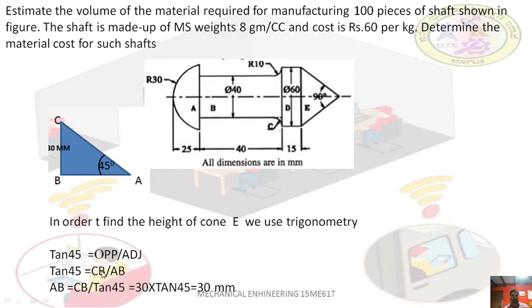So AB equals CB divided by tan 45. So CB is 30 divided by tan 45. This is not multiplied, this is divided by. So tan 45 is 1, and 30 divided by 1 is 30. So we get the adjacent AB as 30 millimeter, or 3 centimeter. We got the height of this cone as 3 centimeter.